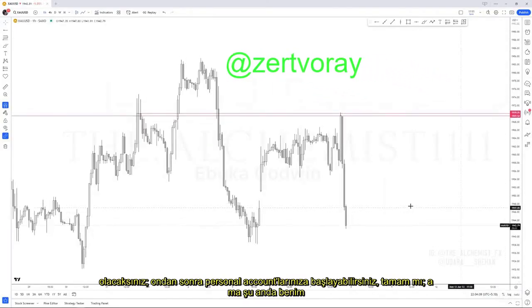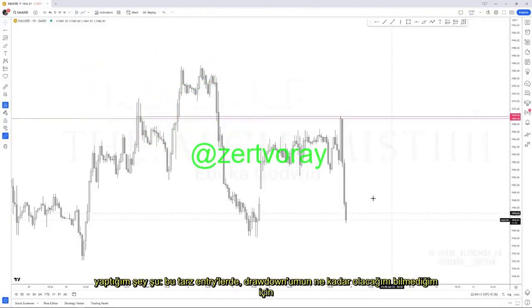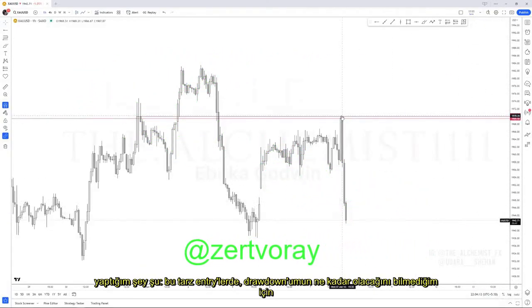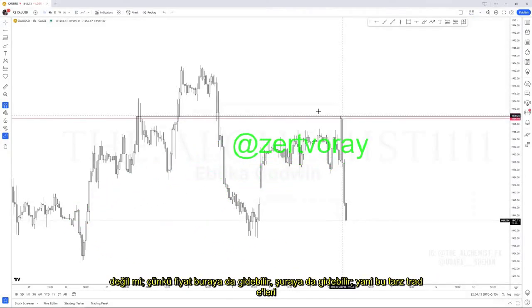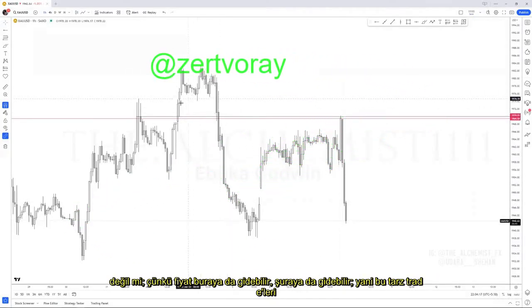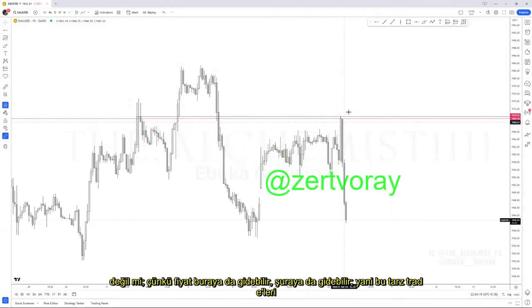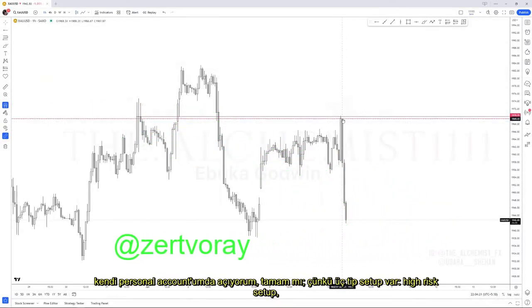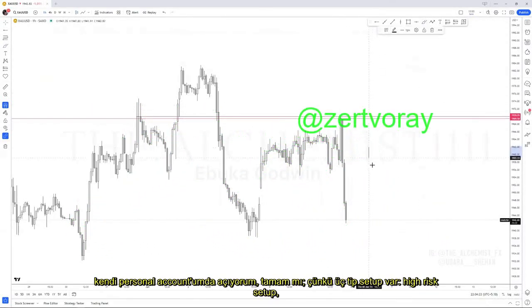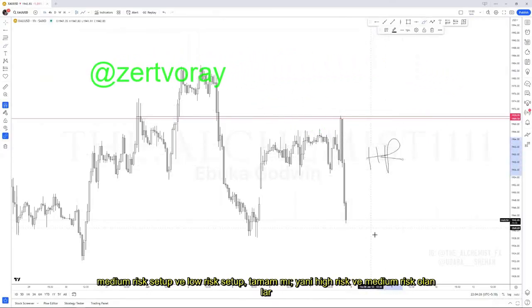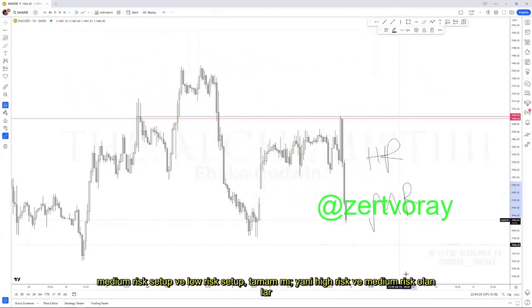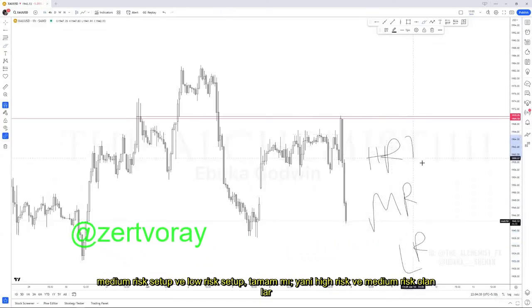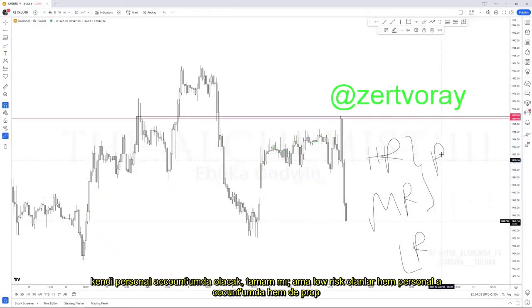Now what I do is these types of entries. I do not know how much my drawdown is going to be, right? Because it could move here, it could even move here. So these types of trades will be placed on my personal account, because there are three types of setups: high risk setups, medium risk setups, and low risk setups. High risk and medium risk will be placed on my personal account.